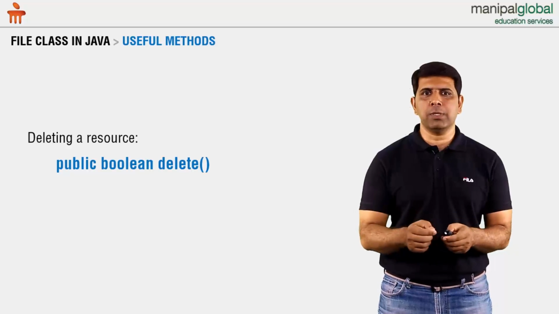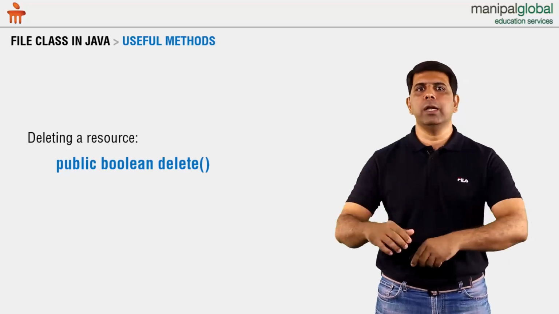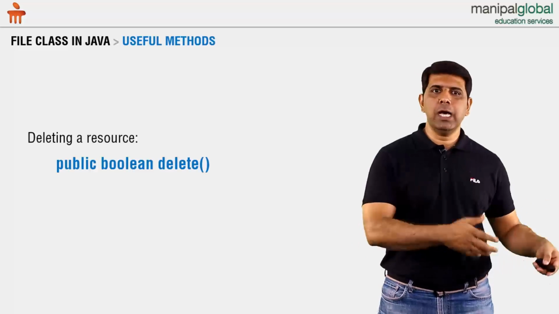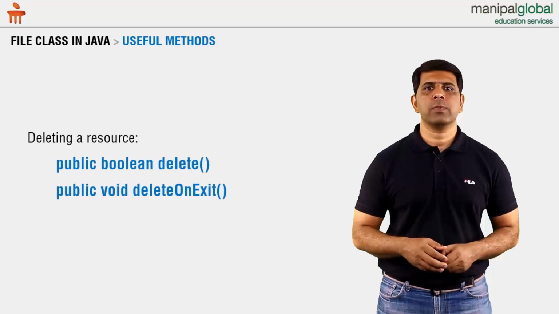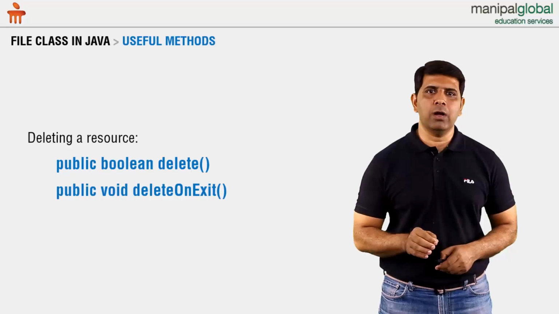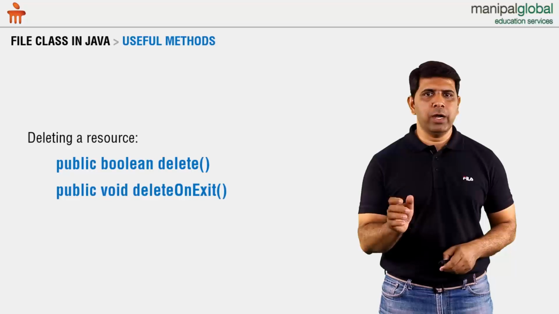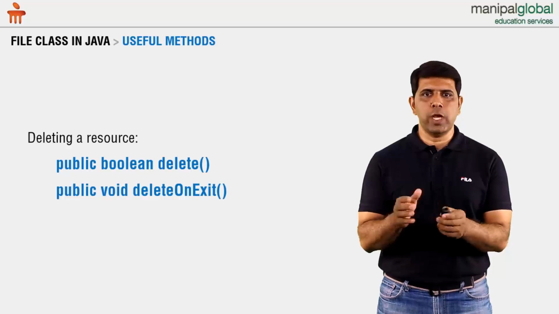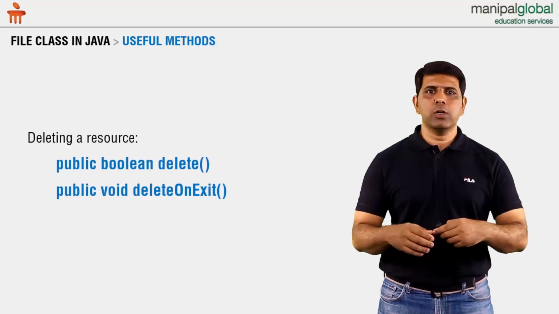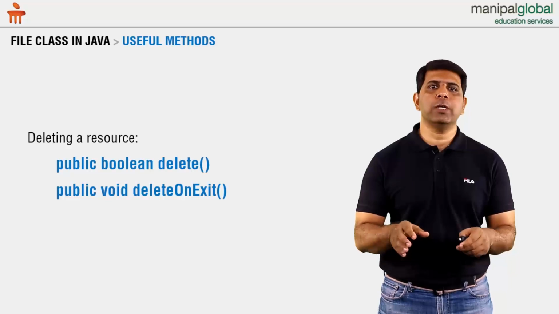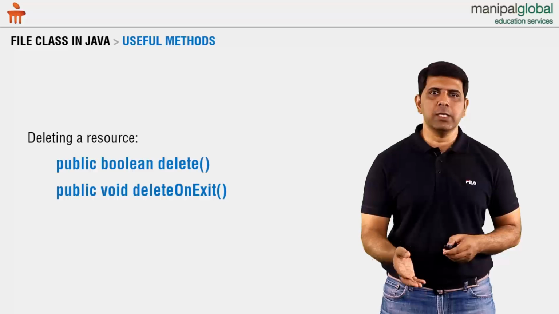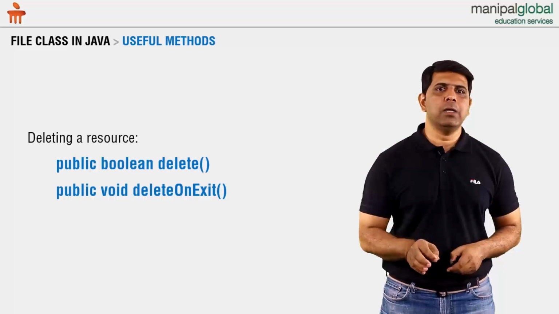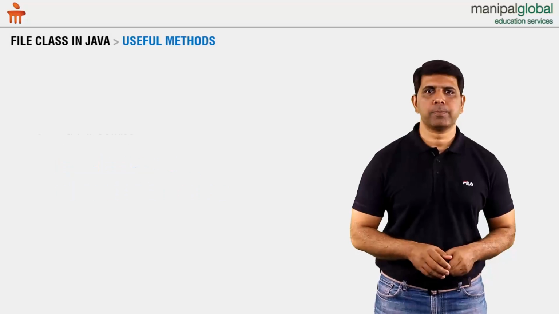So you can always do something like: if d.delete, then tell the user that it was successful, else tell the user that probably there was no such deletion. You can also call one more method called deleteOnExit. The on exit here corresponds to the JVM. So when you call this function, the deletion does not happen at that point in time. However, when the JVM quits, at that point the delete of the resource takes place.